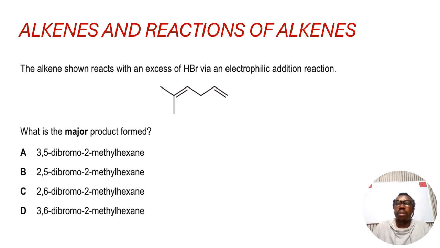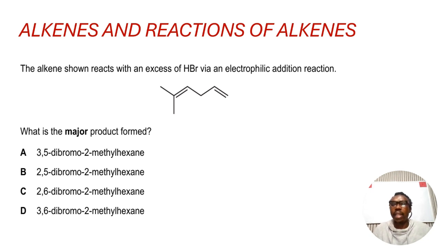I'm back with my lectures, still on alkenes and reactions of the alkenes. Now, before us is a typical examination question that has to do with reactions of the alkenes. The alkene shown reacts with an excess hydrogen bromide via an electrophilic addition reaction. What is the major product formed?